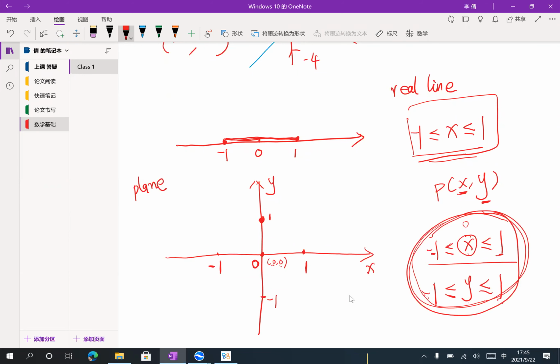The ordered pair for this point. If this point is A, the ordered pair of A is what? 0, 1. And this ordered pair satisfies this inequality, right? Yeah.